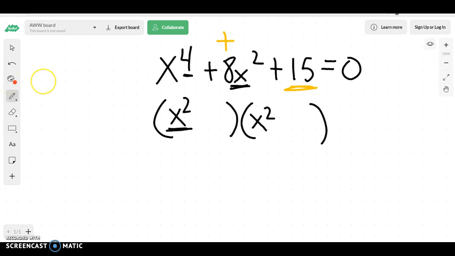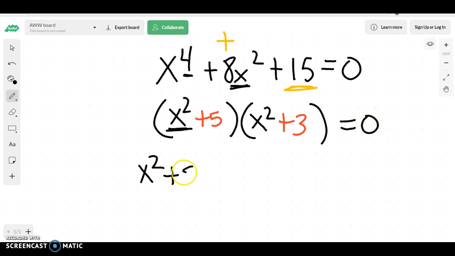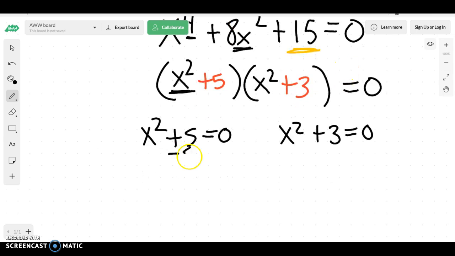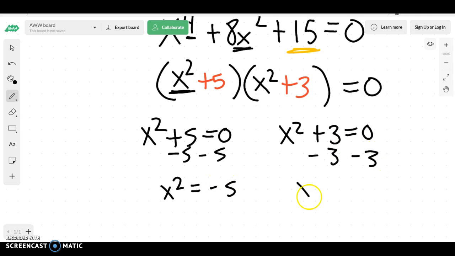For that, hopefully you said 5 and 3. Now again, at this point, we want to make these things equal 0. So we're going to say x squared plus 5 equals 0. And x squared plus 3 equals 0. And from here, we're going to solve it by subtracting 5 on each side and getting x squared equals negative 5. And subtracting 3 on each side and getting x squared equals negative 3.